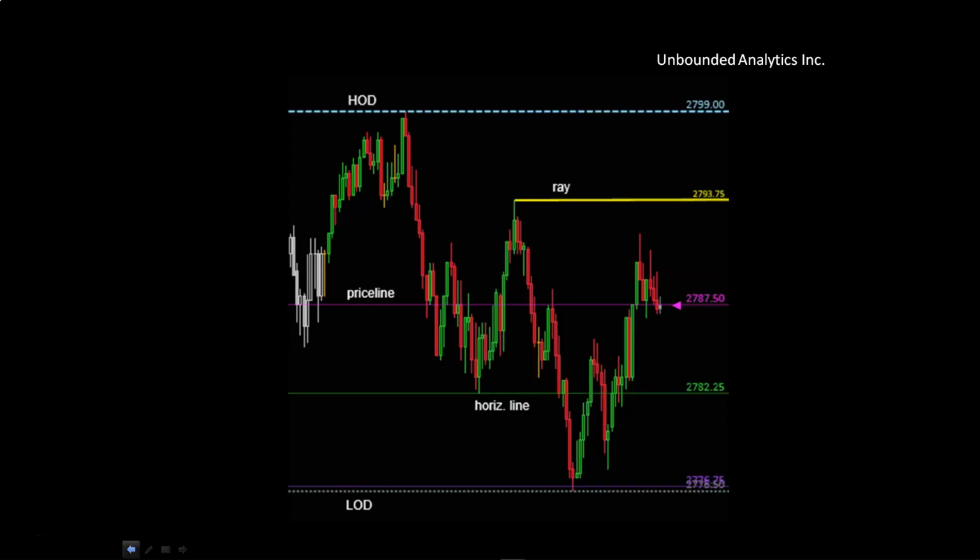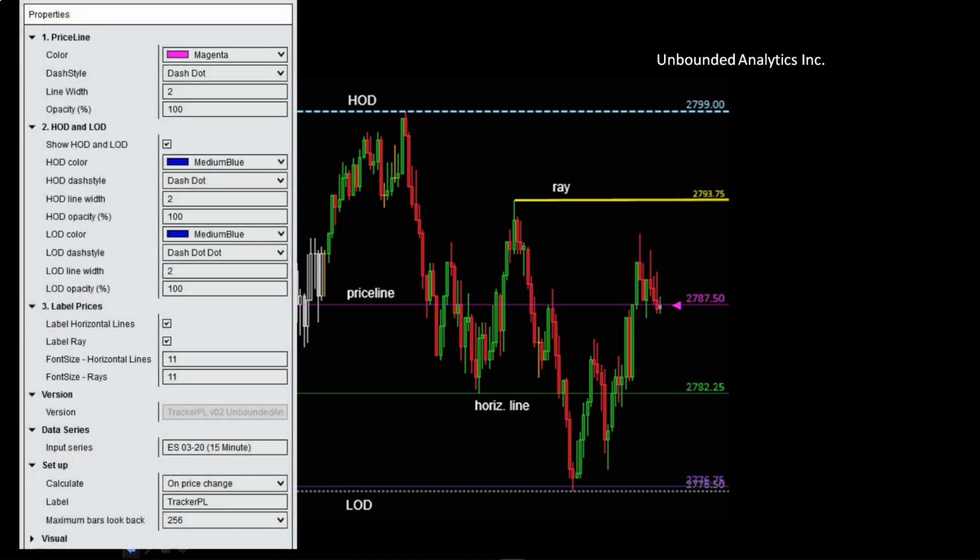TrackerPL was created for 2 purposes. First, it adds some basic functionality to charts by adding a price line, adding horizontal lines at the current session high and low, and automatically adding price labels to all rays and horizontal lines drawn on the chart. In the user interface, you can set the color, dash style, line width, and opacity separately for each of the current price, session high, and session low lines. You can also set the font size for the price labels added to the horizontal lines and rays.